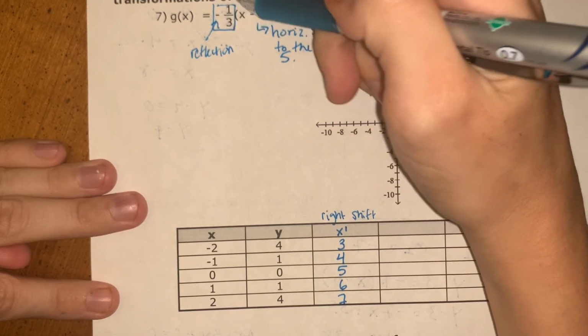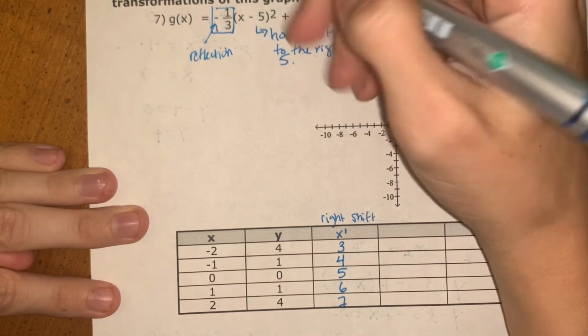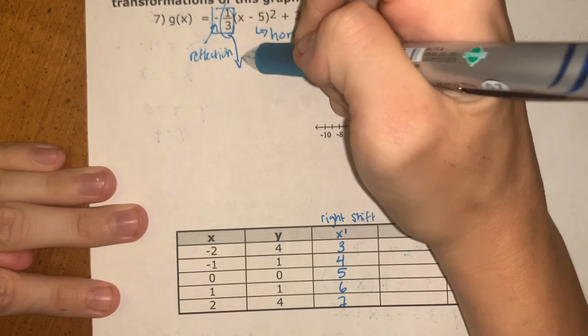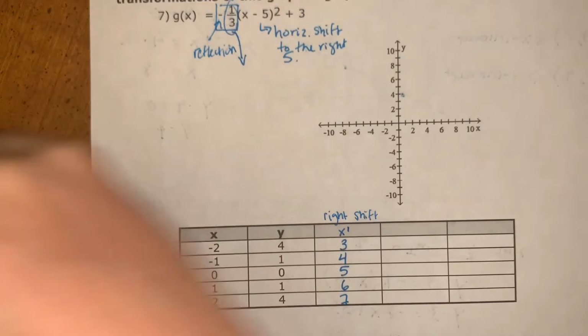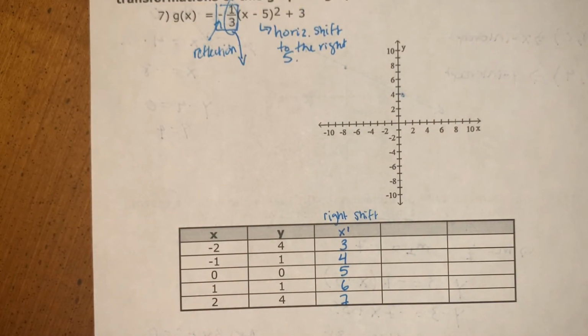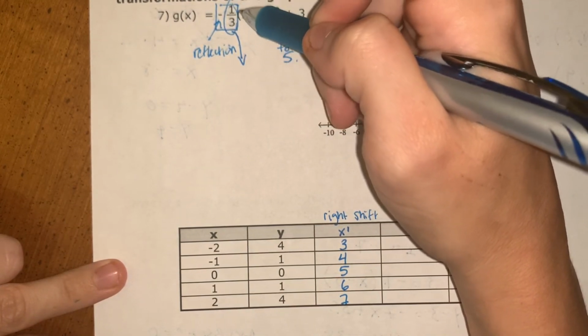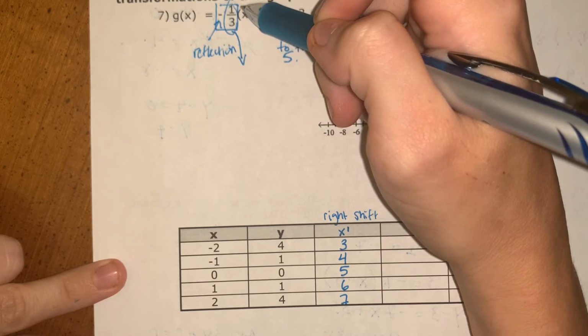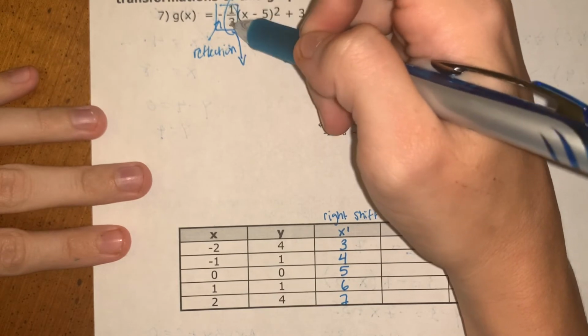And then this 1/3 is a vertical stretch, right? Because it appears again on the outside. So the 1/3 is a vertical shrink rather, because it's less than 1. But you don't really need to know the names of all this. You just need to know how it changes either your X or Y values. So since this is a vertical stretch or shrink, specifically a shrink because it's less than 1, again, you don't even need to know that. Just identify it as a vertical stretch or shrink.